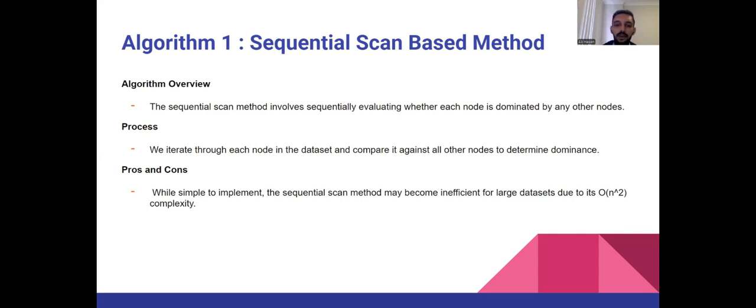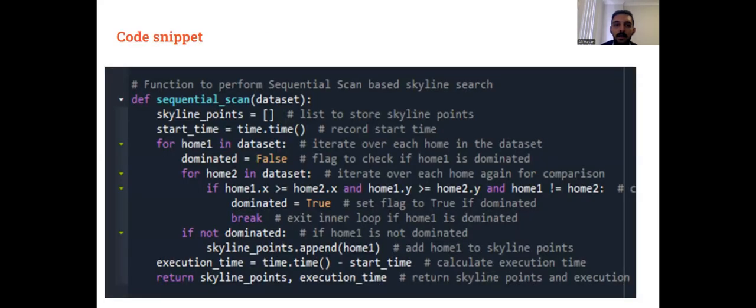By using this method, we got to know that it can be very slow for large data sets, because it requires comparing each home with every other home, leading to more complications while performing this method. This inefficiency is a drawback, especially when the size of the data set grows.